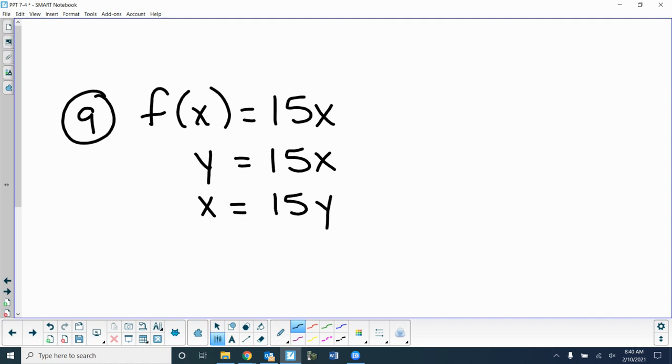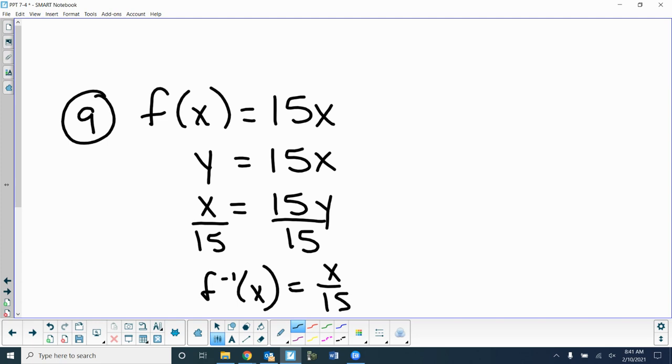So what do I have to do to get y by itself? Move the 15 over. How do I move it? Divide. Okay? So the inverse, f inverse, that's the symbol, is x divided by 15. Okay? That's all you got to do for those. You should remember how to do that.